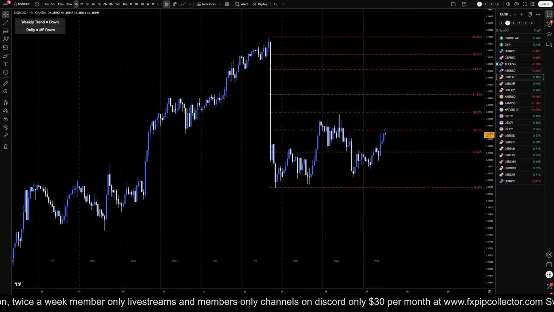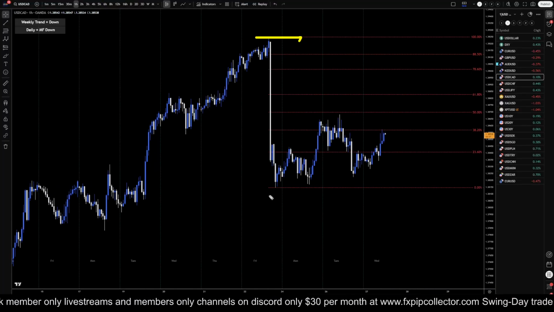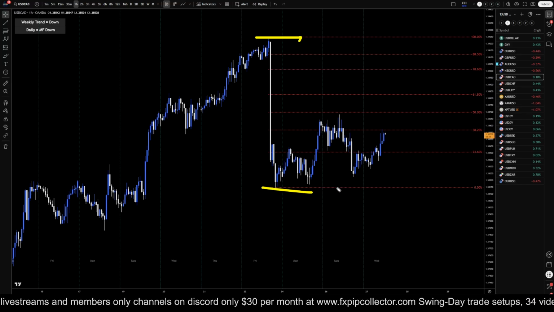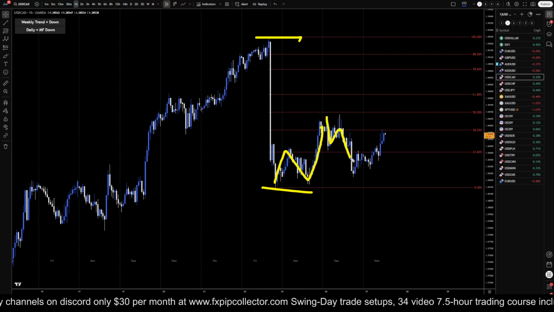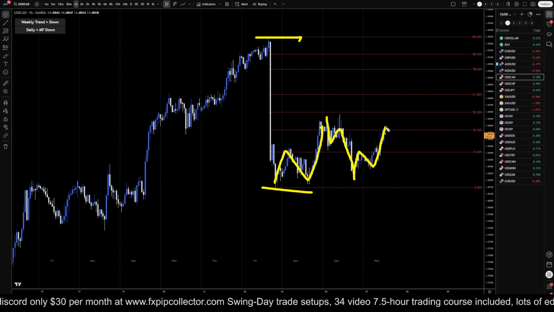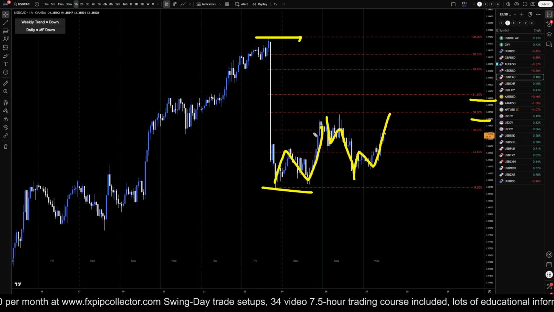Going down to the 1-hour time frame is where we got our Fibonacci retracement on the move down. It looks like it's trying to form some sort of a WXY because it's like 1, 2, 3 up, possibly 1, 2, 3 down. Maybe this is now going to be like 1, 2, 3 up to one of these Fibonacci retracement levels.